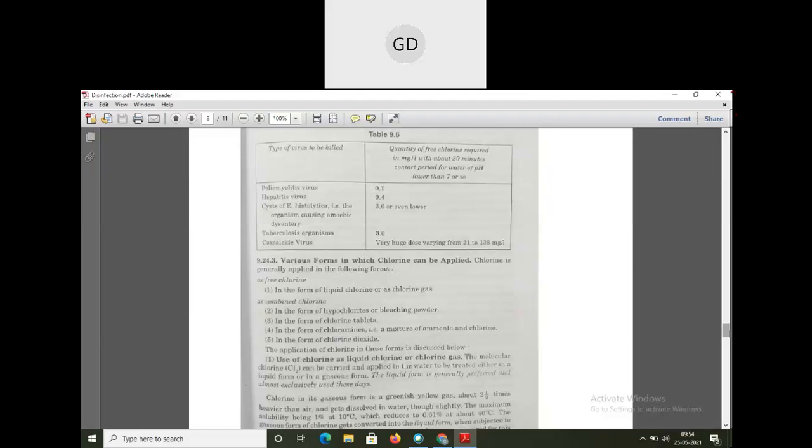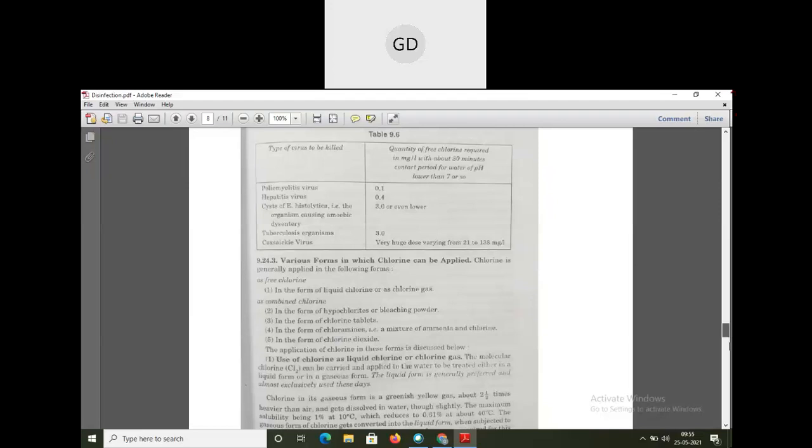Then number two is in the form of hypochlorites or bleaching powder. Then also in the form of chlorine tablets, you can put it in the water. Then in the form of chloramines, that is, you can mix ammonia and chlorine together. And the last one is in the form of chlorine dioxide.